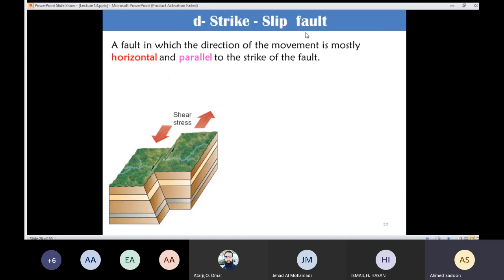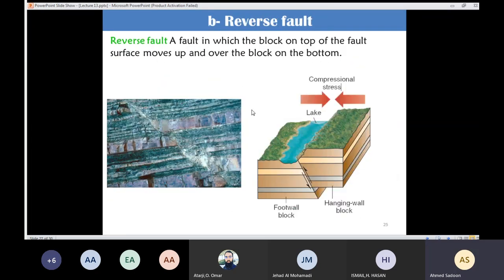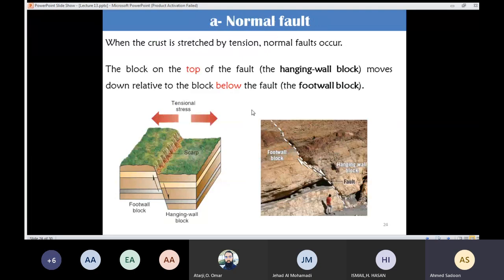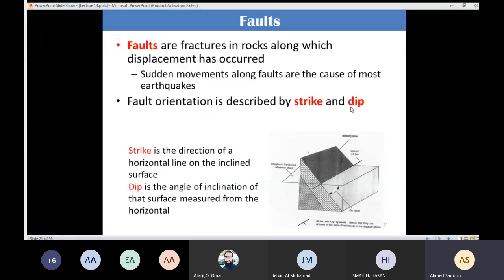Now we are going to move to a different type of fault. This time we are going to describe the fault by their strike. Remember the strike. Here we said that in the beginning we are going to describe the fault by their strike or by their dip. Okay? The strike is the direction of the horizontal line on the inclined surface, this direction here. And the direction here, the direction of the dip.